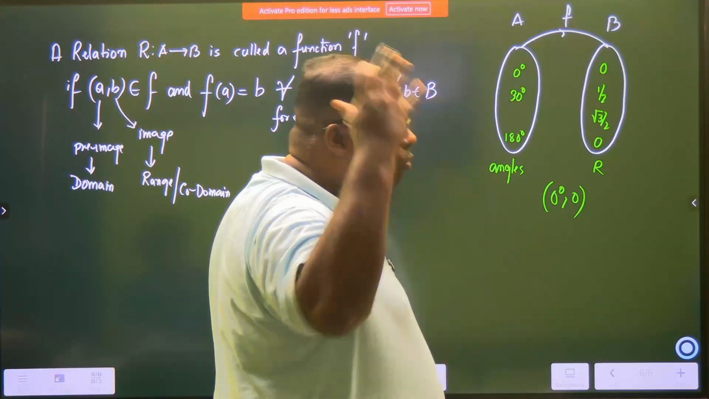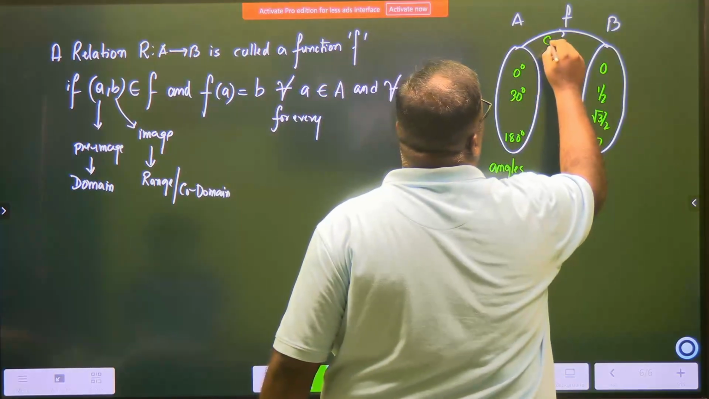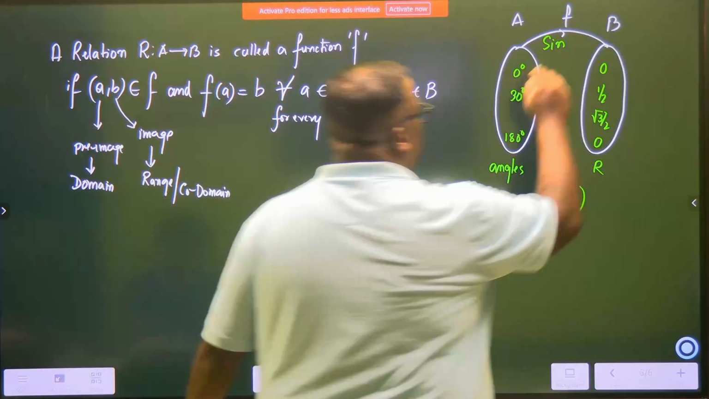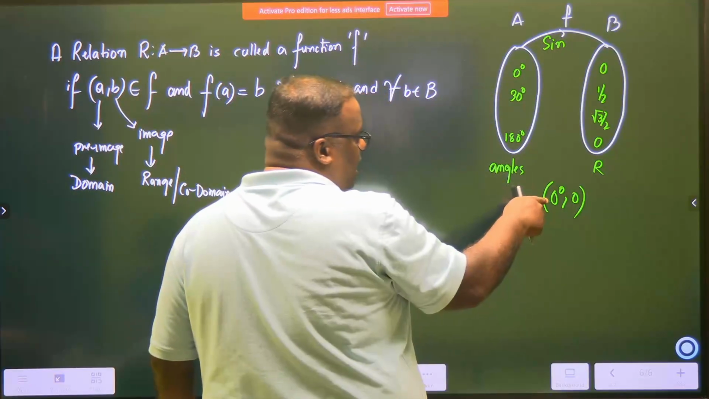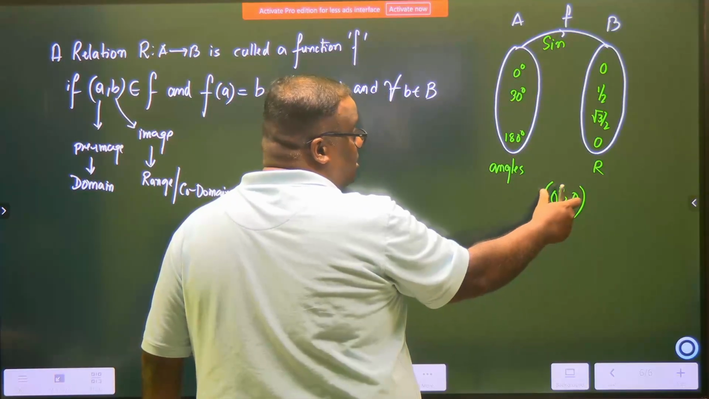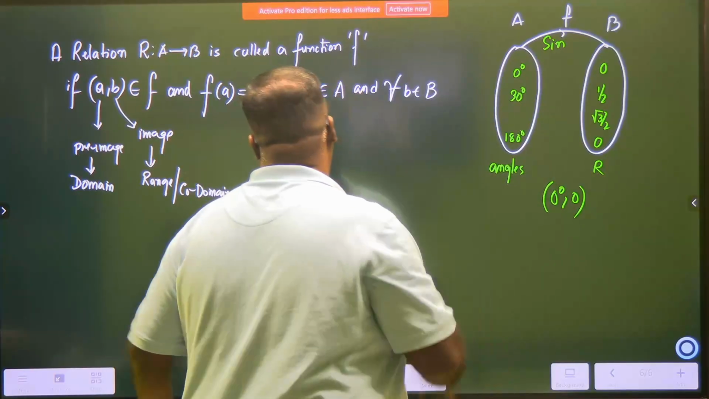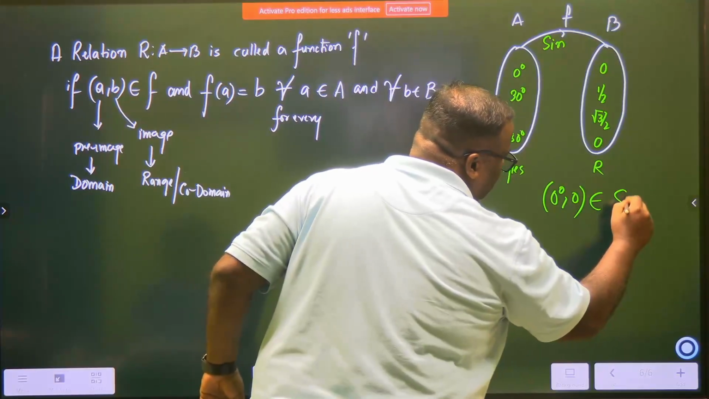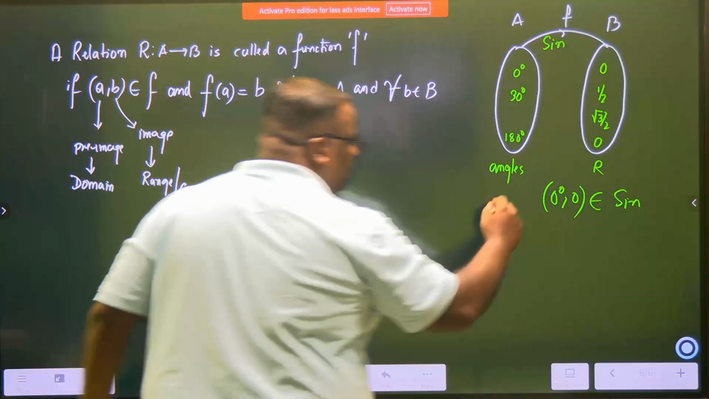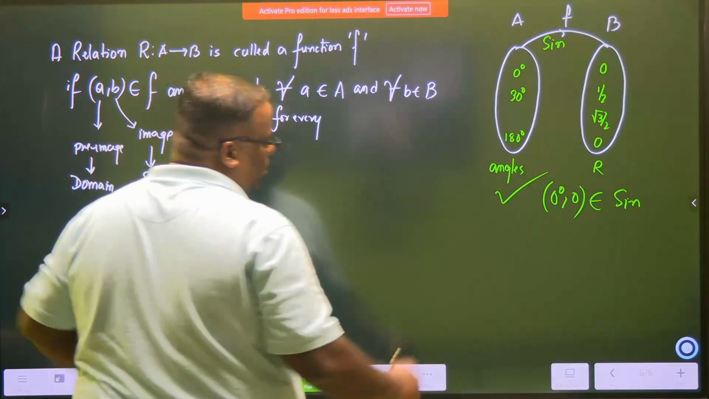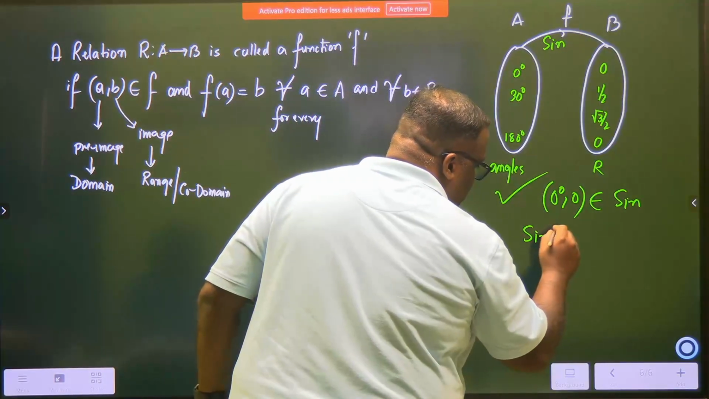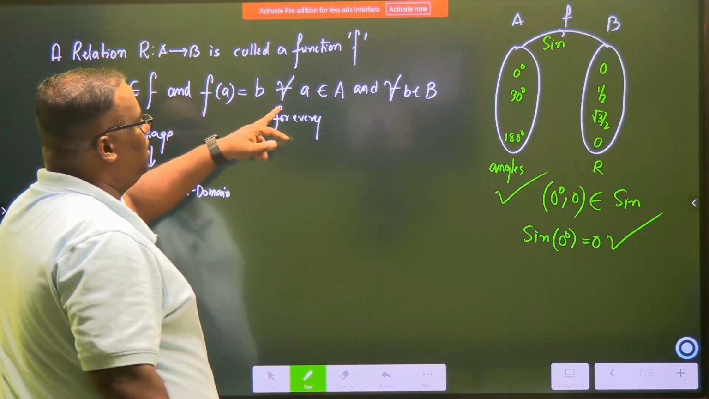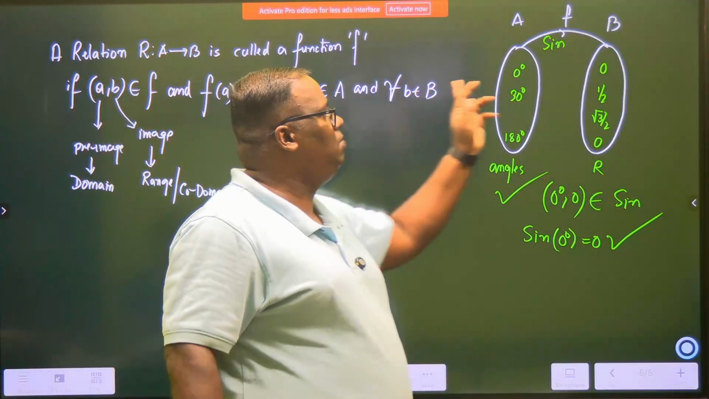You should say, sir, what is the function? Okay, the function is the sine function. And we would say that, yes, sir, if you take sine of 0, you do get 0. That means this belongs to the sine function. Very good. No issues about that. Criterion number 1 solved. The second thing: is sine of 0 degree equal to 0? Yes, it satisfies for every a belonging to A and b belonging to B.